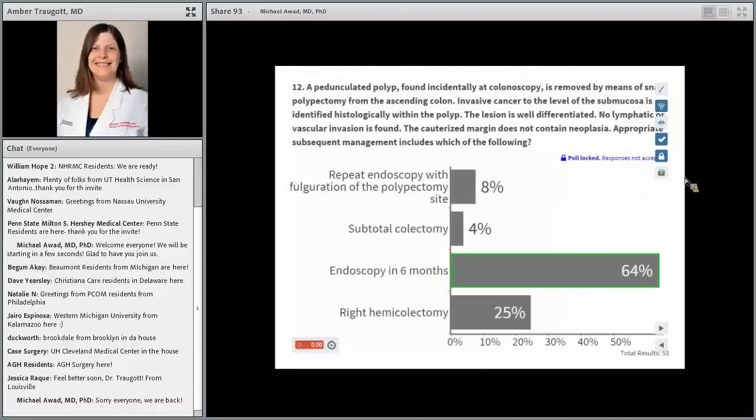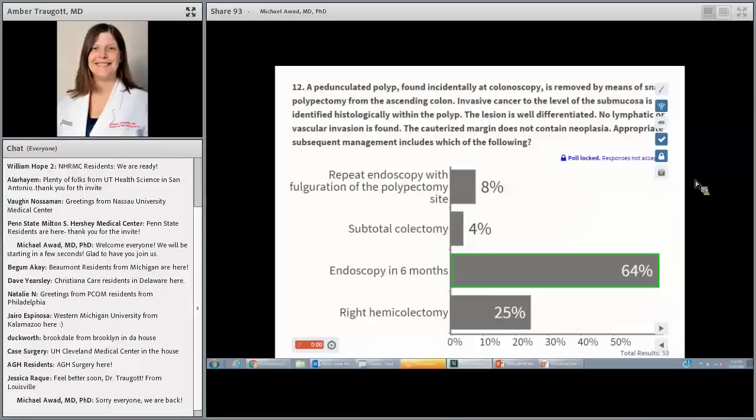So that's correct. Endoscopy in 6 months is the appropriate management. And that's because the invasion does not go through the submucosa, and there was not an invasive disease found at the margin of the polypectomy. Right hemicolectomy would be appropriate if it were more deeply invasive or if the margin was not negative.